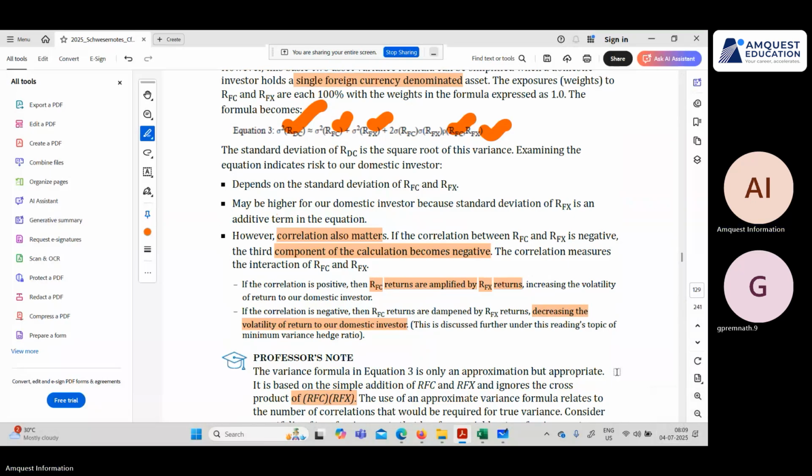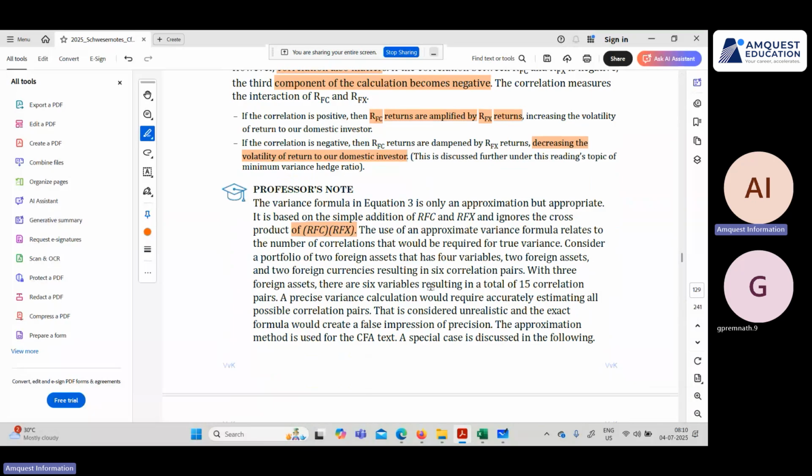I'm just thinking whether there is anything important that I need to make you understand. The number of correlations. What it's saying is that obviously if it has more than 2 currencies, look at this. Consider a portfolio of foreign assets that has 4 variables. Then you will have to look at the correlation between A to B, A to C, C to B. Make sense? So there will be 6 correlation pairs. Obviously, that's not possible. The precise variance calculation would require accurately estimating all the possible correlation pairs. That is considered unrealistic.